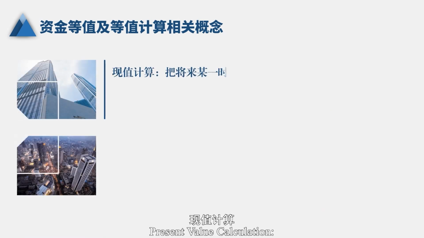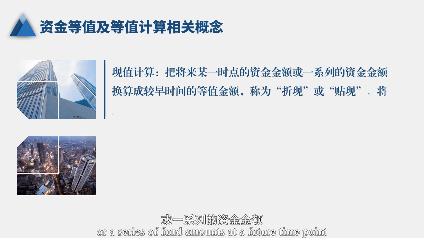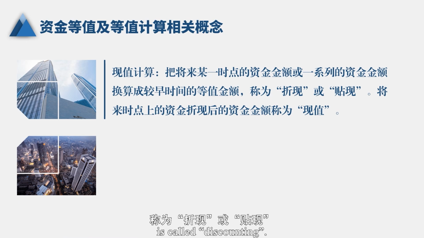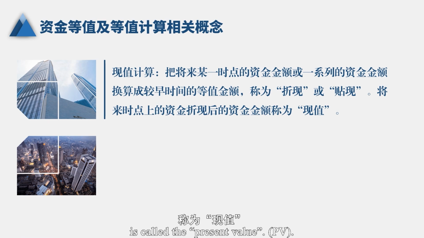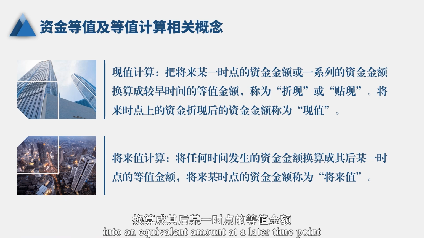Present value calculation. Converting a fund amount, or a series of fund amounts at a future time point, into an equivalent amount at an earlier time point is called discounting. The fund amount after discounting the funds at a future time point is called the present value, PV. Future value calculation. Converting a fund amount occurring at any time into an equivalent amount at a later time point.